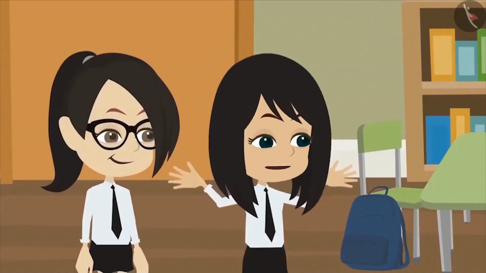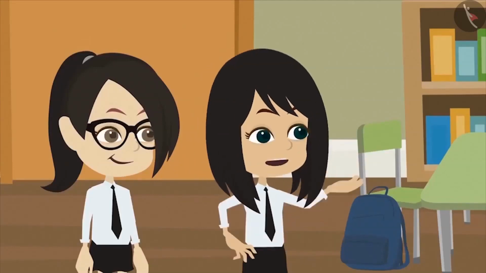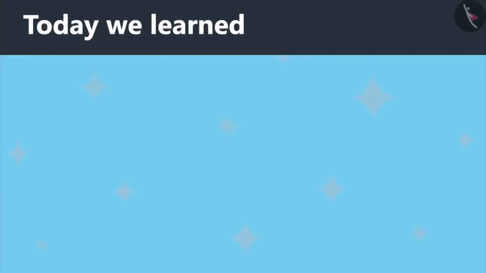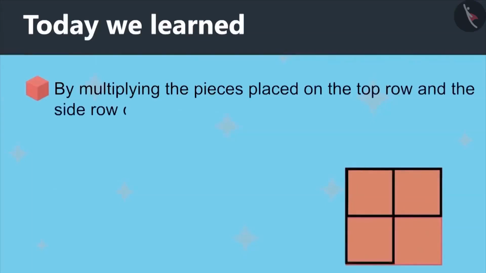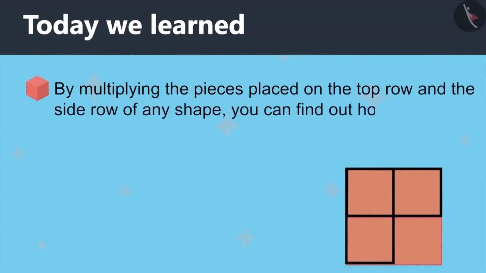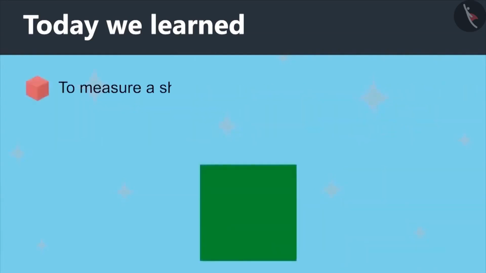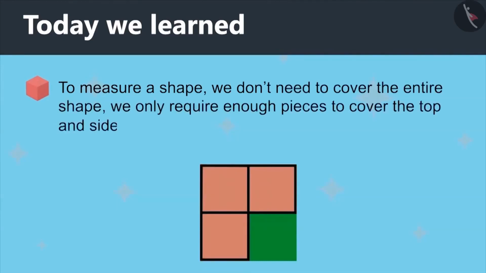In this way, if we know the number of pieces used in the top row and the side row, we can find out the total pieces required. That is why I said you don't need more pieces for this. Today we learned that by multiplying the pieces placed on the top row and the side row of any shape, you can find out how many pieces will be required to cover the shape completely. That is, to measure a shape, we don't need to cover the entire shape. We only require enough pieces to cover the top and side edges.